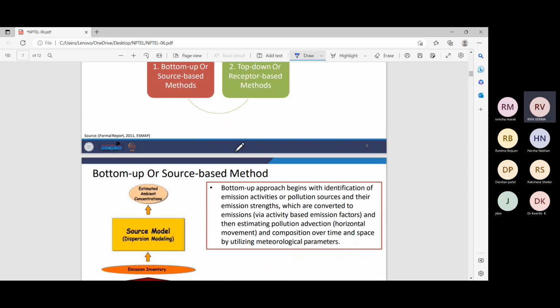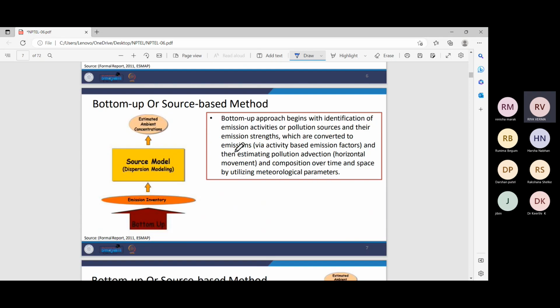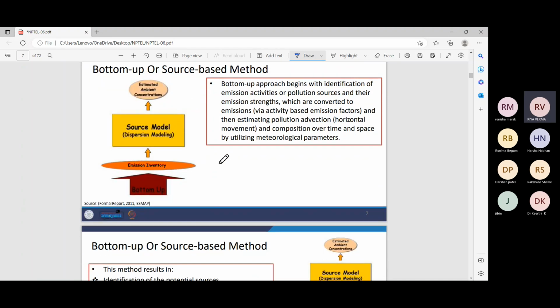So what are the bottom-up or source-based methods? Basically, in this method, we begin with the identification of the emission activities or the pollution sources, and then we estimate the total pollution advection, basically how it moves over time and space, and then we formulate the total emissions. That is your bottom-up approach. Basically here we focus first on the sources and then on the total amount of emissions.